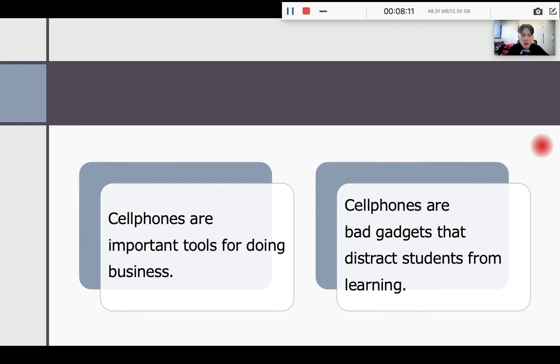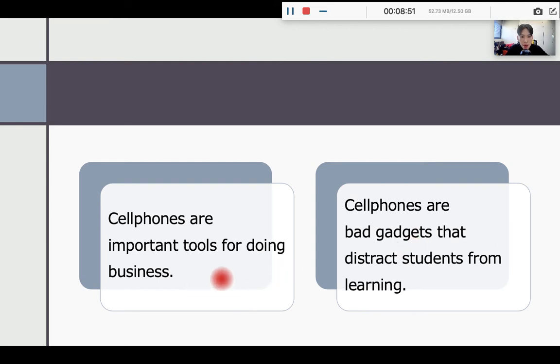Okay, so if you take a look at both topic sentences, you can see they have one thing in common, which is cell phones. The topics for both topic sentences are cell phones, but do they have the same focus? No. Let's take a look at the first one. Cell phones are important tools for doing business. And the second one is cell phones are bad gadgets that distract students from learning. Even though they have the same topic, they do not have the same focus.